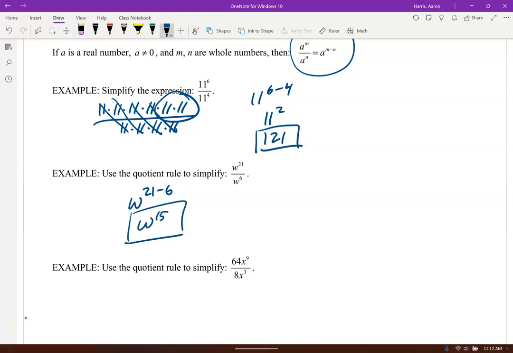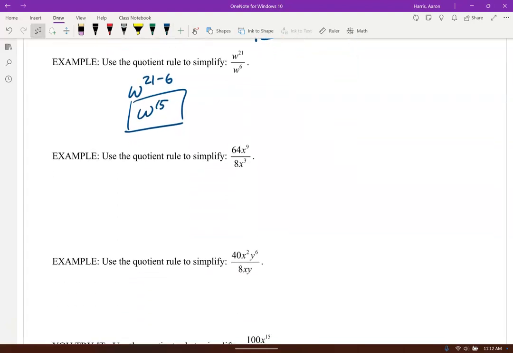There's 21 on the top, 6 on the bottom. 6 of them cancel, leaving you with 15 on the top. Let's do it with some numbers as well. 64 over 8 gives us 8. x to the 9 minus 3 gives us x to the 6th.